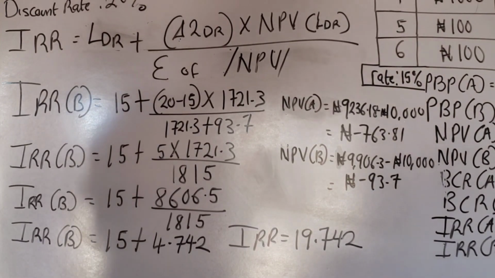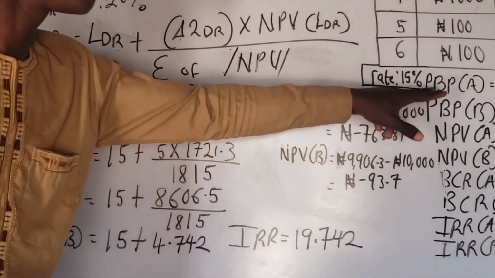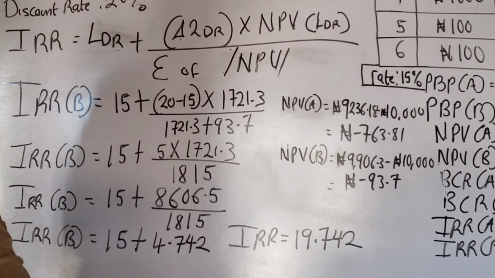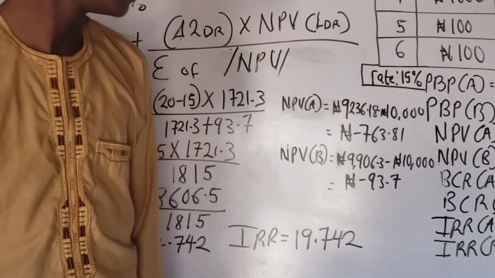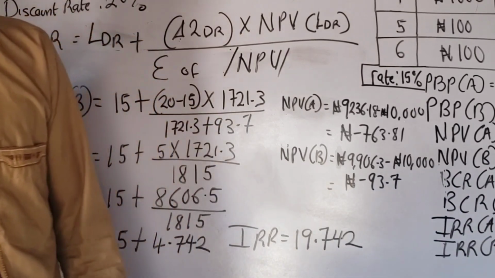Okay, we are done. In this class, we learned what is meant by payback period and how to calculate payback period. Also, we learned what is meant by the net present value, which is the NPV, also the BCR and the IRR.